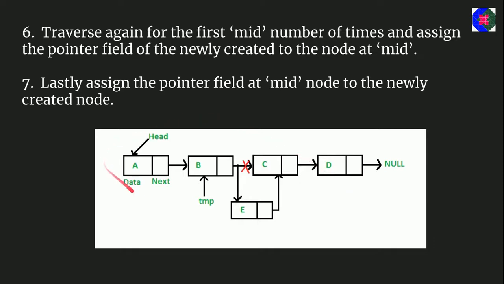So for count 2, we will traverse the list again and will reach B. Now what we will do, we will assign the pointer field of the node E with the pointer field of the node B, and lastly the pointer field of the node B will be assigned to the node E. That's how E will be inserted in between B and C, or in the middle of the linked list. Now we'll jump onto code and we'll actually see how we can implement it.